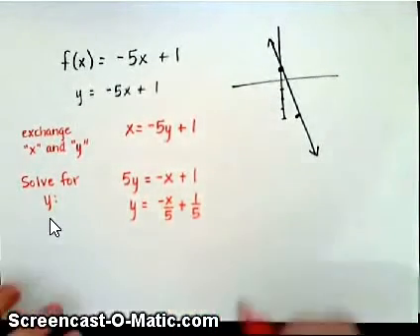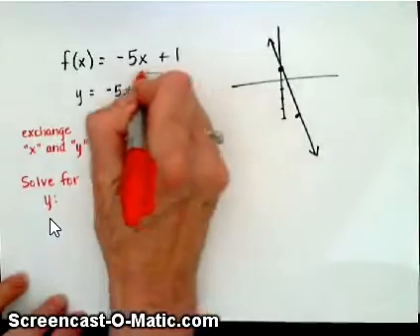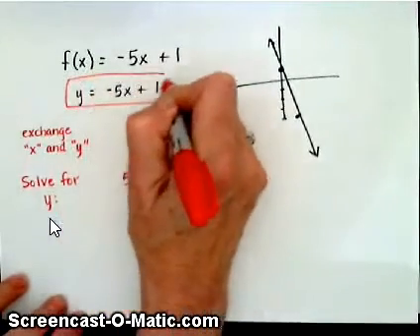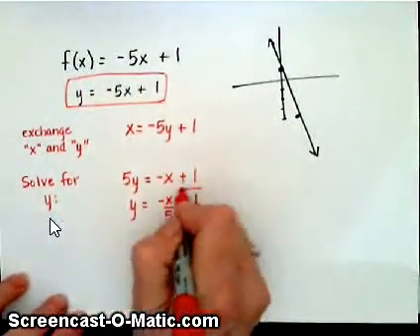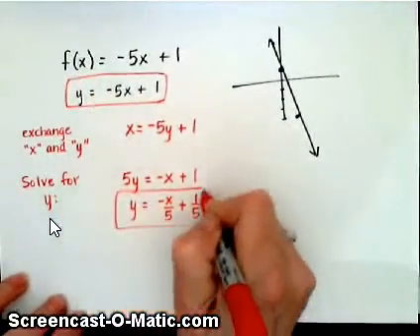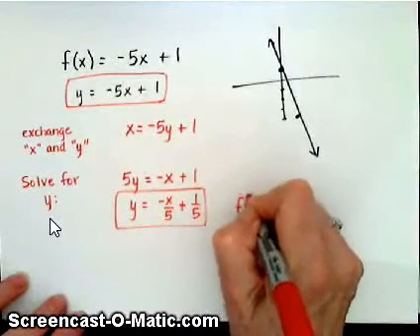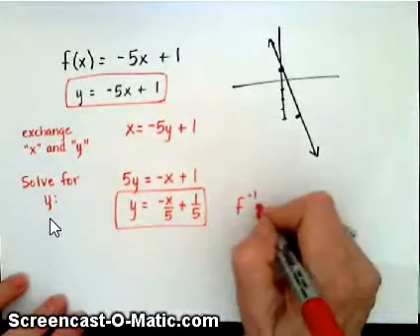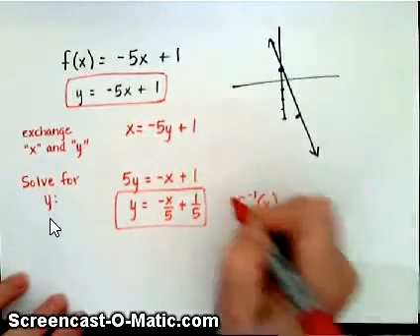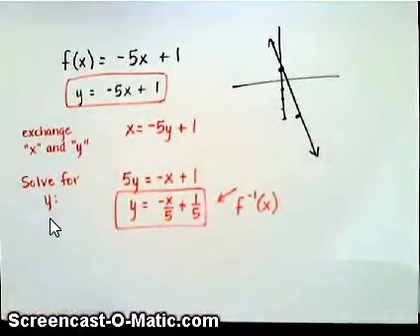Now, this is the original function. This is f of x. And this should be the inverse function. And we write the inverse function f negative 1 of x. So that should be the inverse.